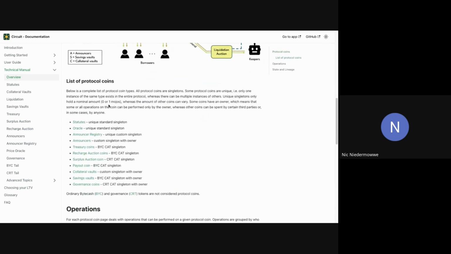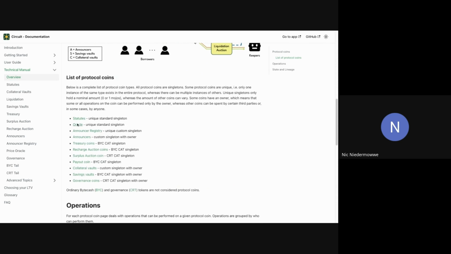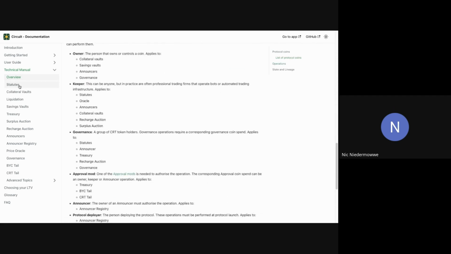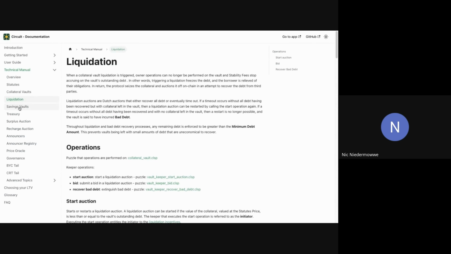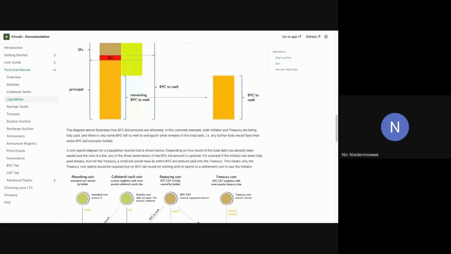If you have a read through the documentation, there is, again, an overview here of the different coin types. And these different coins all have their own inner puzzles, I think, that we're going to have a look at now. Then the documentation breaks this down for the different coin types here. So if you go to liquidation, you can read up on how this works in detail.